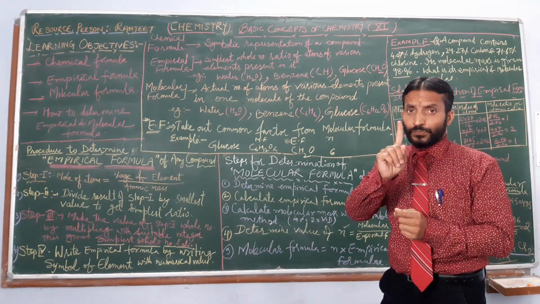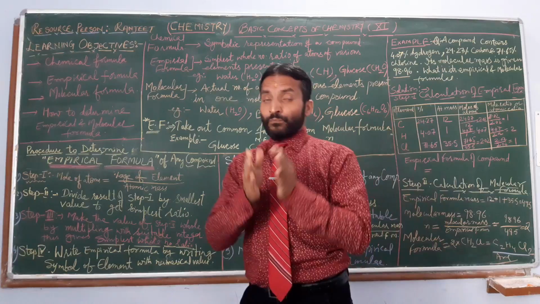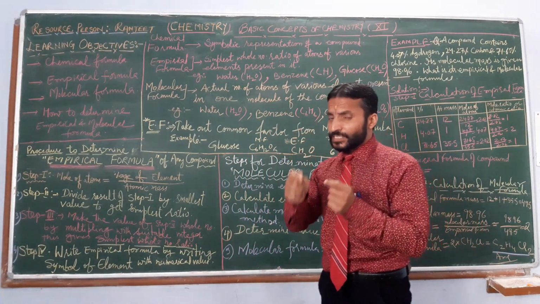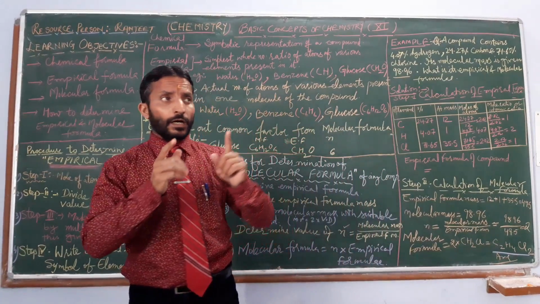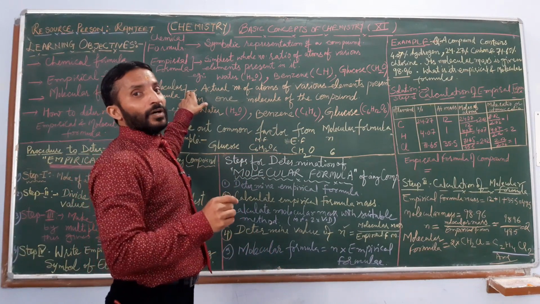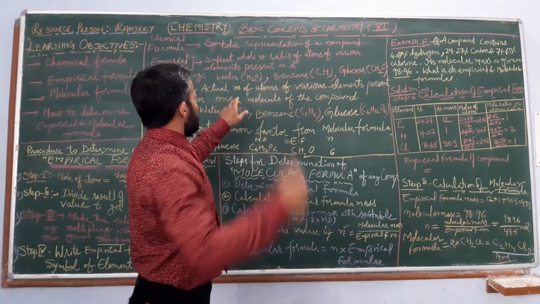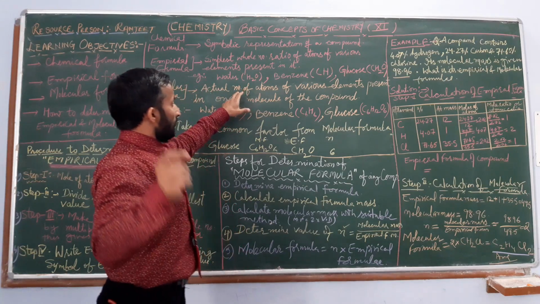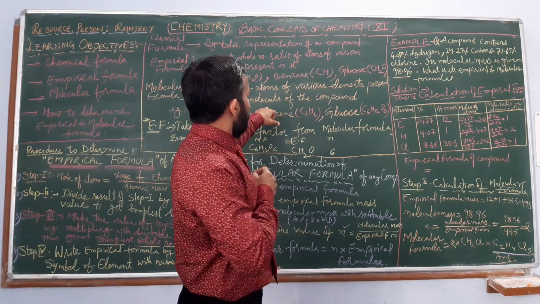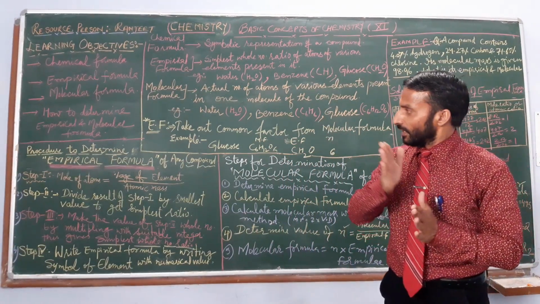So this is known as empirical formula, which gives only the simplest ratio of the atoms of various elements, not the actual number. But the formula which gives the actual number of atoms of each element present in the compound is known as molecular formula, which generally we use in our daily reactions. It is the actual number of atoms of various elements present in one molecule of a compound.